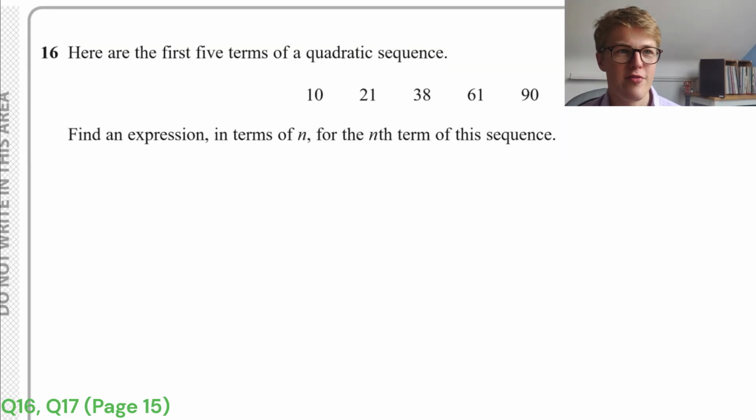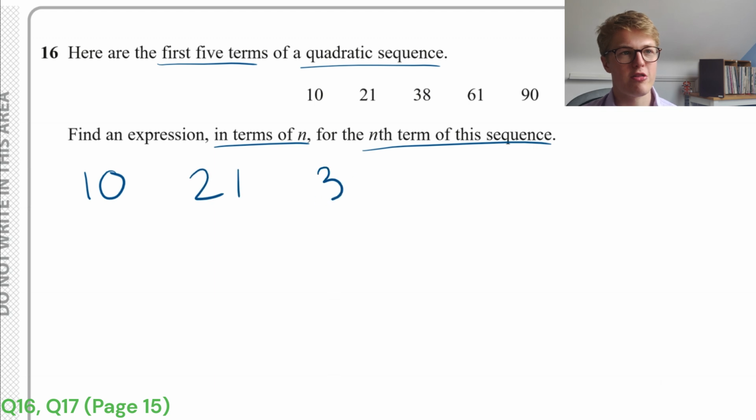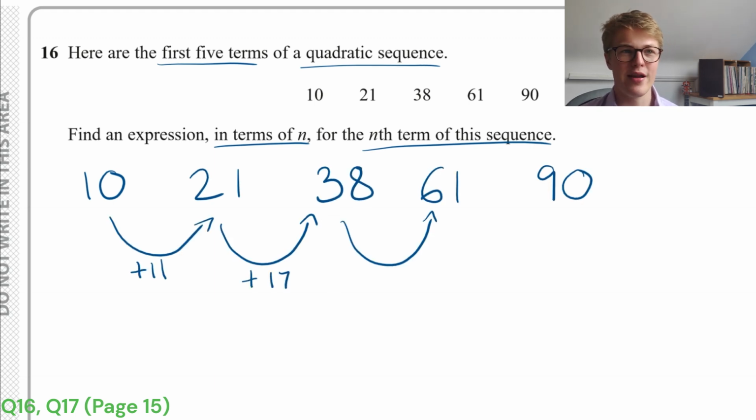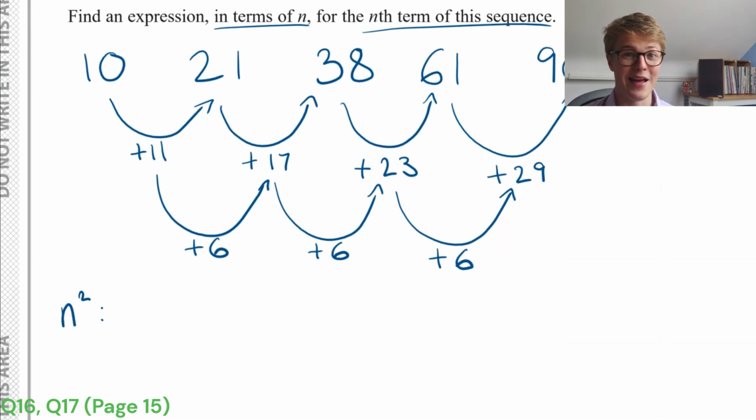Here are the first 5 terms of a quadratic sequence. Find an expression in terms of n for the nth term of this sequence. So we start off with our sequence of 10, 21, 38, 61 and 90, and we find the additions between each of them. Then we find the sum of the sums, which is 6.